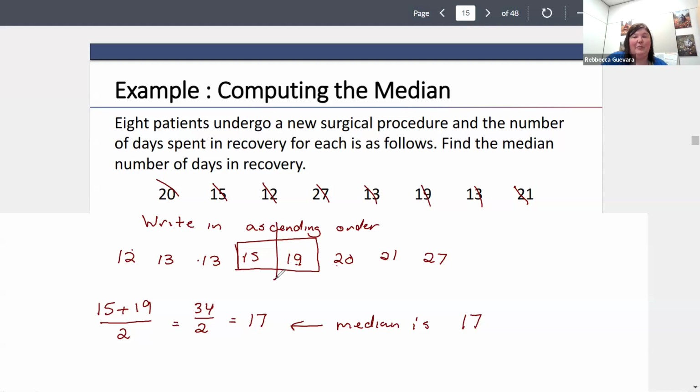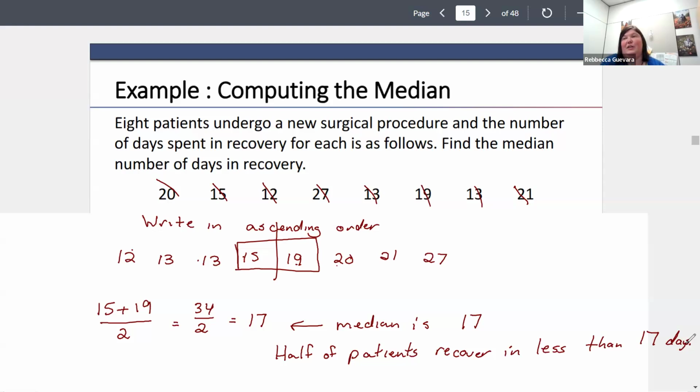So we see that half of the patients recover in less than 17 minutes and half of them recover in over 17 minutes. Or not minutes, I'm sorry, days. Let's see, that didn't sound right for a second. Half of patients recover in less than 17 days. Of course, on the other side, it may take you more than 17 days to recover, as half of people also have that as a situation they may see.